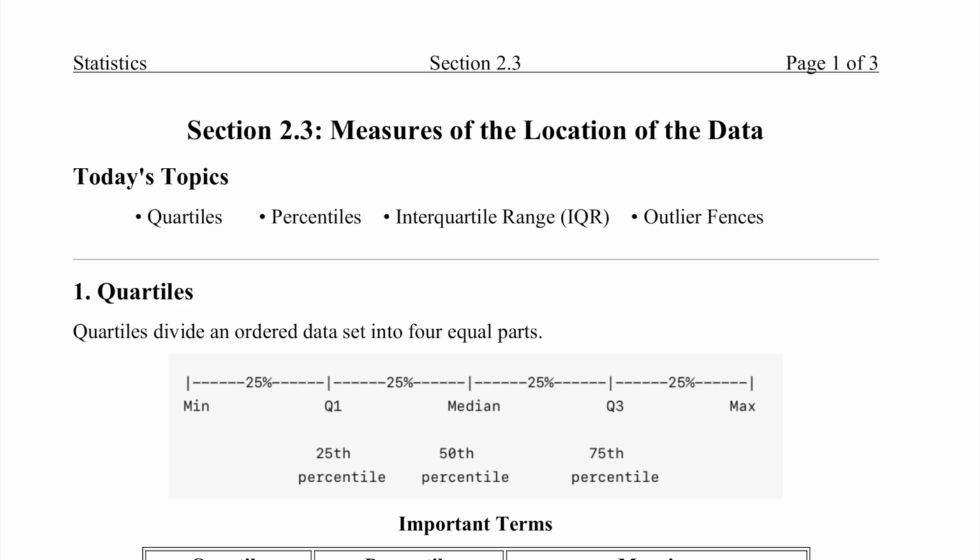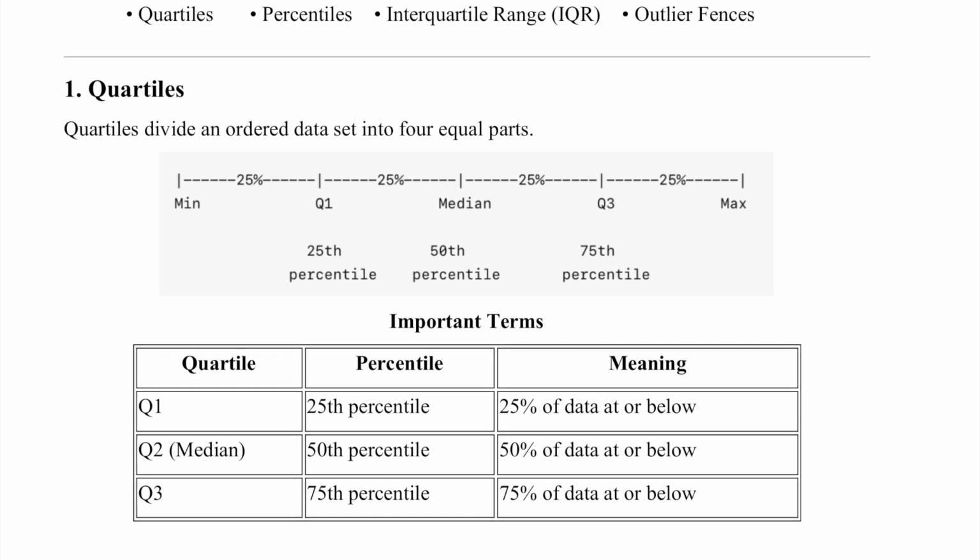Hi everyone. In this lesson, we are going to talk about measures of location in a dataset. Today, we are going to focus on where values are located within a dataset. We'll learn about quartiles, percentiles, interquartile range, often called the IQR, and outlier fences. Let's begin with quartiles.